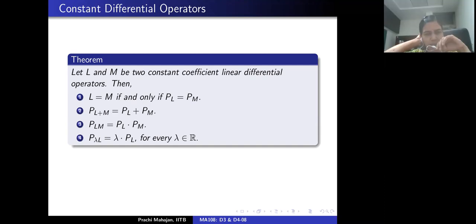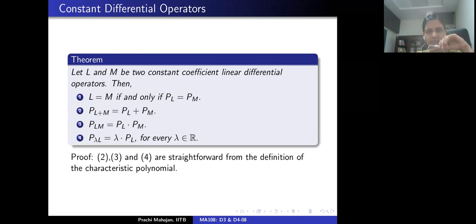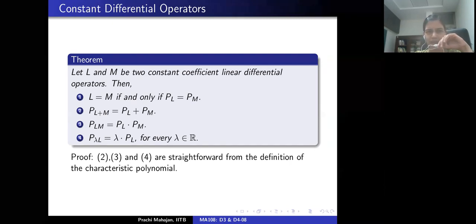And statement four is that for any scalar lambda, you can also look at the differential operator lambda times L, and the associated characteristic polynomial P subscript lambda L is going to be the same as what we get by looking at the characteristic polynomial associated to the operator L and multiplying it by lambda. All of this looks very trivial, but it's useful when you're actually doing examples. Most of them are quite straightforward from the definition. For the sake of completeness, let's see the proof of statement one, and I will leave 2, 3, and 4 for you to fix on your own.